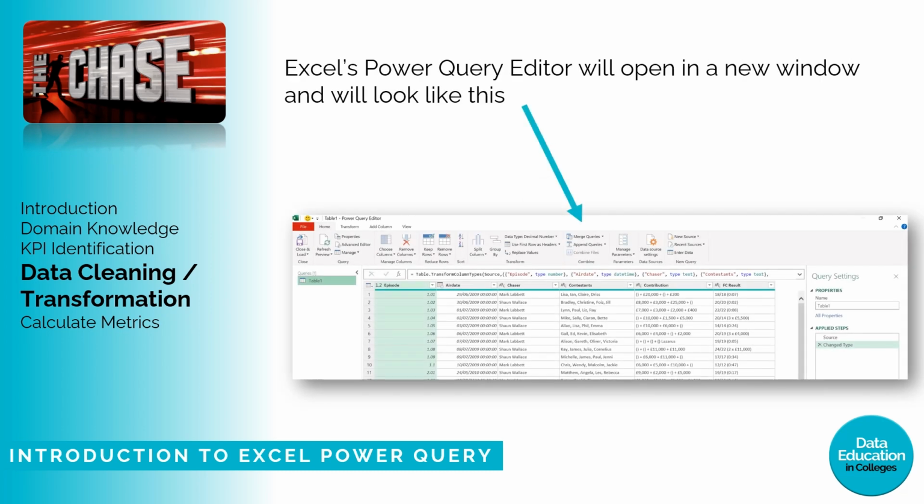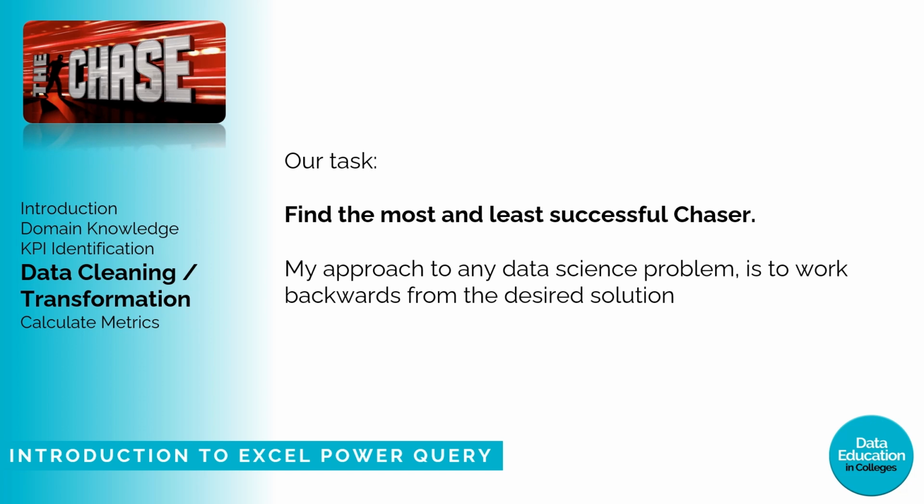And the Power Query Editor will launch. It looks a wee bit like that. You've got all the different columns and so on in there, and this is where we're going to transform the data. I always work back from the end. What is it I need to do to get to my results?